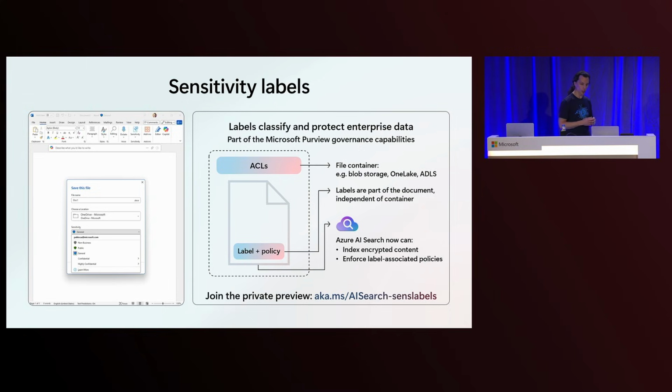So also today, we are announcing this in private preview, where if your organization uses document sensitivity labels, we will support them end-to-end. You can drop them in the right container. We will propagate the policy for sensitivity labels, and we'll deal with the actual mechanics of indexing, including decrypting the documents and so on.